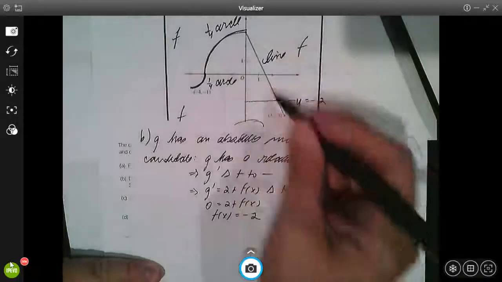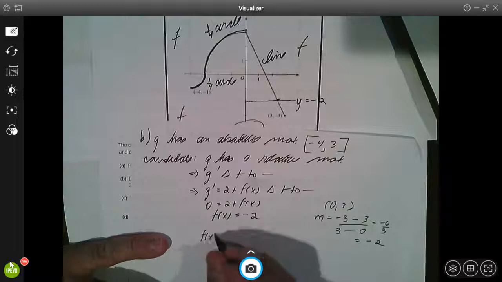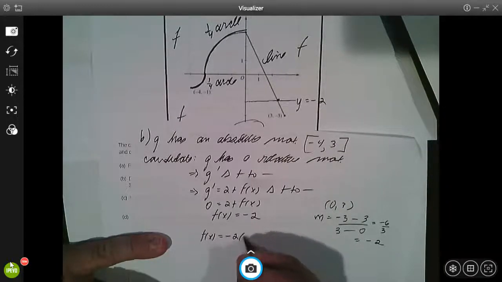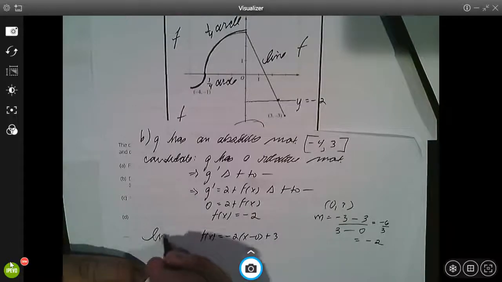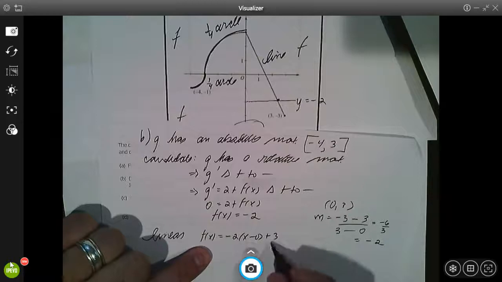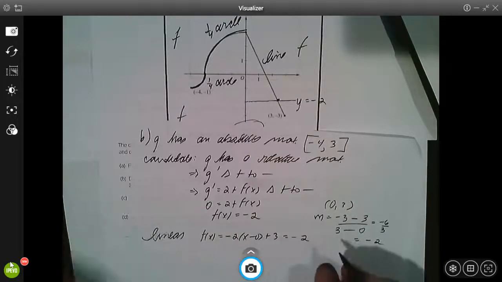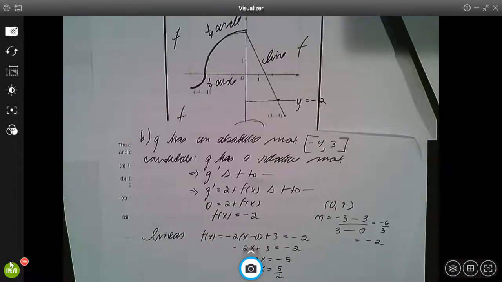F of x on this interval is going to be equal to -2 times x minus 0 plus 3. This is for the linear part. You need this equation to be equal to negative 2. If I solve that, we get negative 2x plus 3 equals negative 2. Subtracting 3 from both sides, and then dividing, x equals 5 over 2.